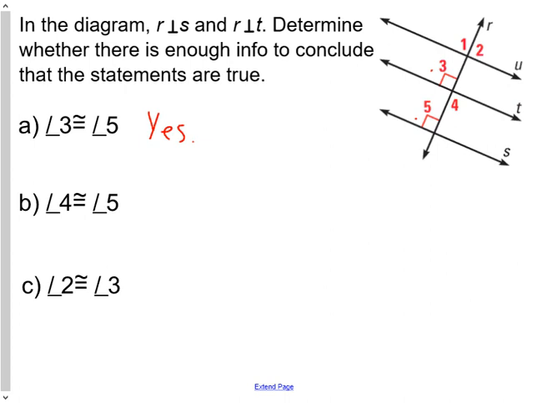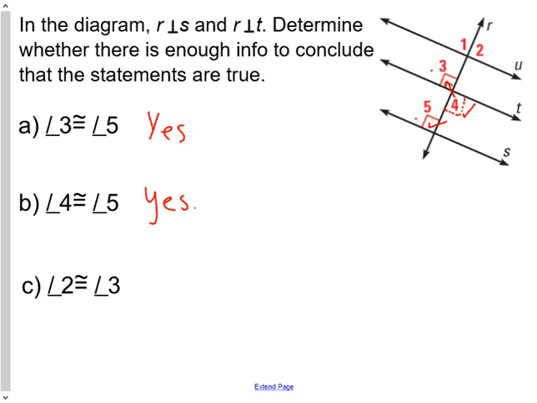Next, 4 congruent to 5. Okay, well, what is 4 equal to? I don't see any information, but it's vertical. So based on that, this one's also a right angle. And now again, we have right angle, right angle. So yes, that one needed a little extra, but it was in the picture. So yes, they are congruent.